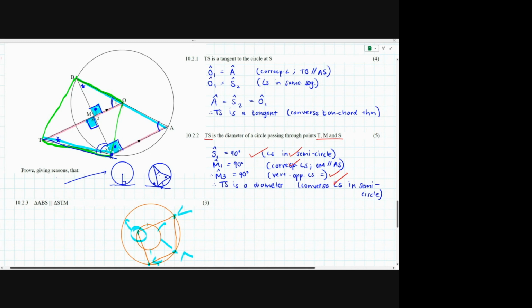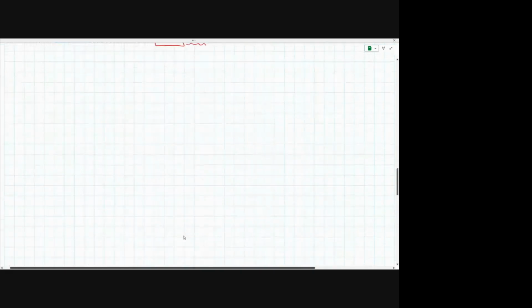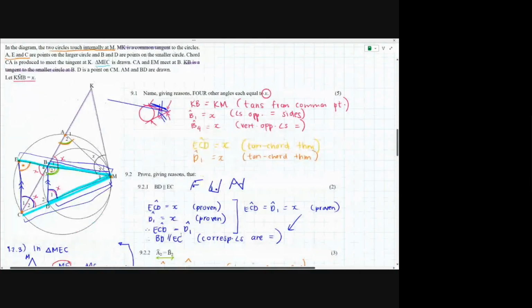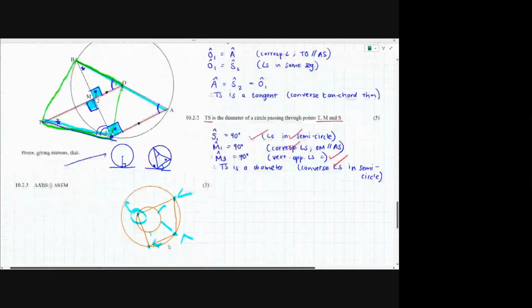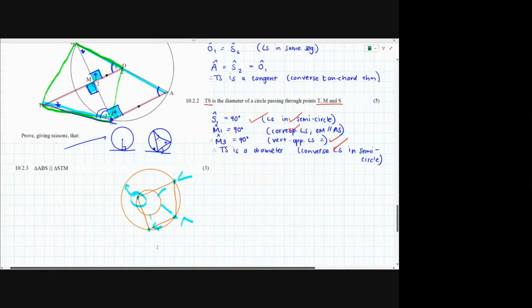But almost like what we had in this question, what often happens is that you've got common tangents. So this was a tangent to the smaller circle, and this was a tangent to both the bigger circle and the smaller circle. So common tangents are a little bit more likely. That's the word I'm looking for.